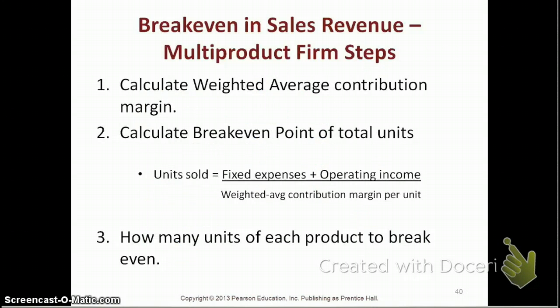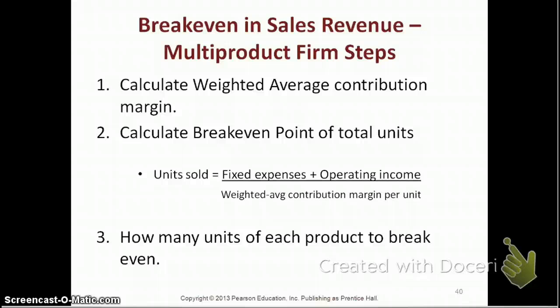Now that we have our weighted average contribution margin, our next step is to calculate our break-even point of total units. You're going to use this formula. The units sold is equal to fixed expenses plus operating income divided by weighted average contribution margin per unit. Earlier, when we were looking at a single product company, we divided this numerator by contribution margin per unit. But whenever we are looking at multi-product companies, instead of contribution margin per unit, we divide it by the weighted average contribution margin per unit.